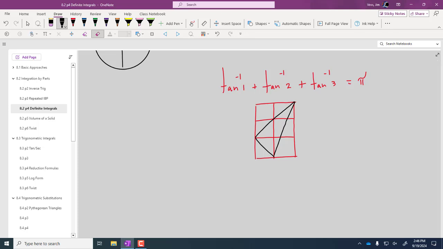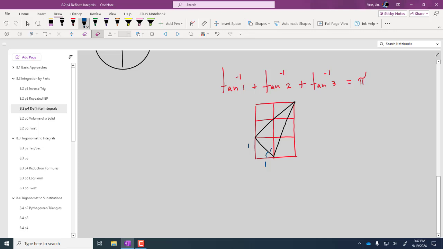Because this angle right here is inverse tangent of 1. That angle has a tangent of 1, right? Because it's opposite over adjacent, which is 1. So this angle is the inverse tangent of 1.